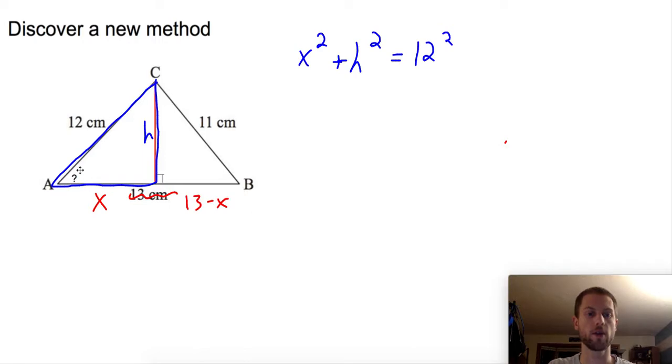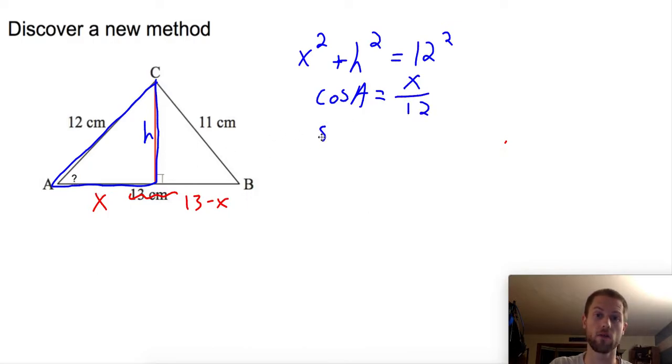I also know that if I'm interested in finding this angle, I could write some trig ratios that use this 12 and use this angle. I could say that the cosine of angle A is going to equal the adjacent over the hypotenuse, so that's x over 12. I could say that the sine of A is equal to h over 12. I could write something about the tangent being h over x, but now those are both unknowns, and I've got a feeling I'm not going to be using that. So let's just leave this for what we know so far.